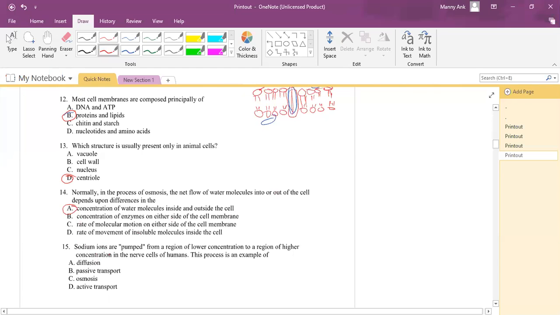And 15, sodium ions are pumped from a region of lower concentration to a region of higher concentration in the nerve cells of humans. This process is an example of, so here you're talking about from lower to a higher concentration. To do that, you need energy. Energy is needed, pushing from lower to a higher concentrated region. So if energy is needed in the movement, then it has to be active transport.